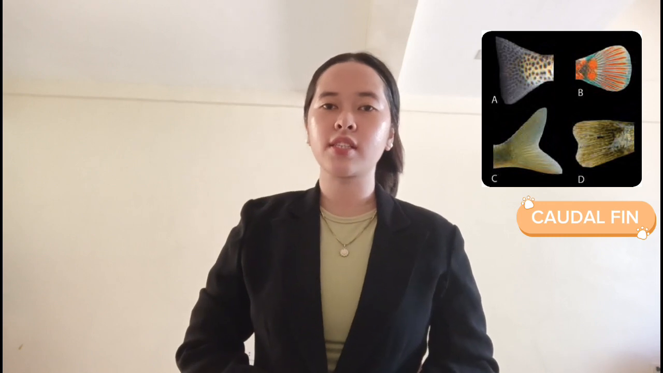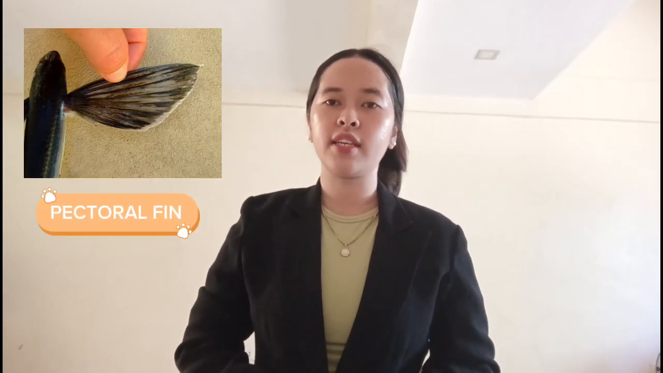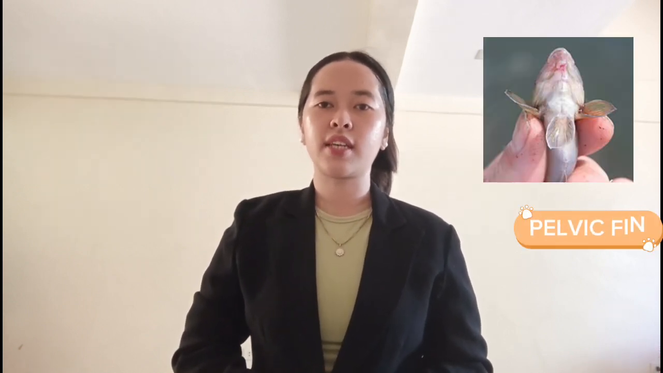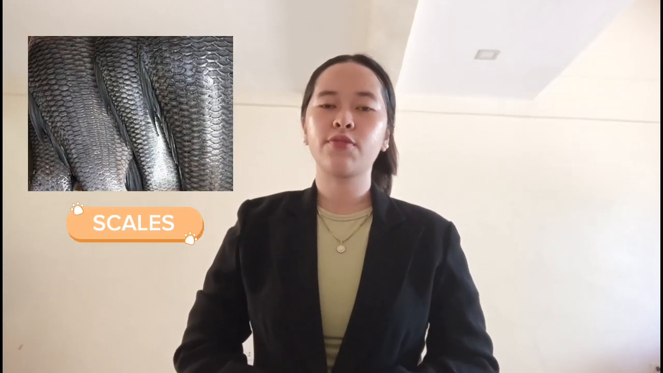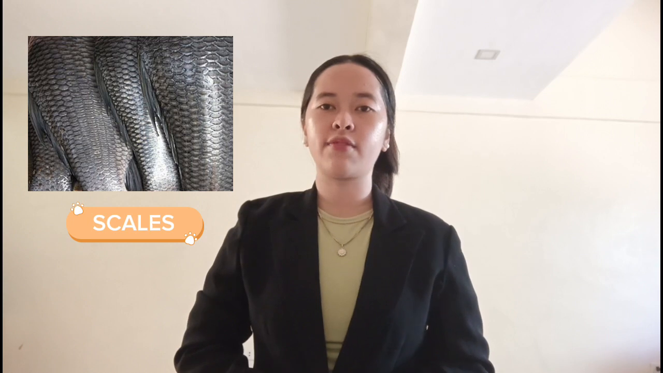The caudal fin propels the fish forward through the water. The pectoral fins aid in steering and balancing the fish, and pelvic fins assist in controlling the fish's position and direction. Next will be the scales. The function of scales is to provide protection to the fish from predators and environmental factors. Next will be the gills.